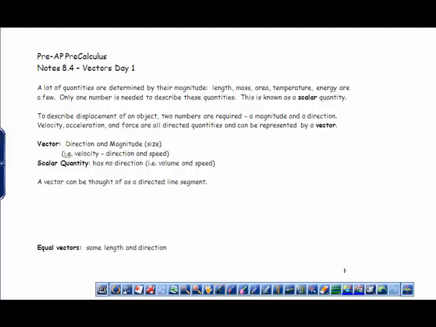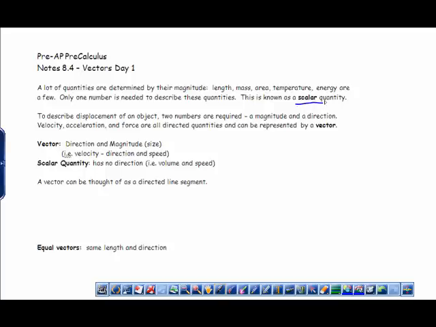And for some of you, what you've been doing in physics hasn't made a lot of sense to you, but it will after this lesson, at least in terms of the vector part. So it says a lot of quantities can be determined by their magnitude. Length, mass, area, temperature, energy are a few. This means that there's only one number, and this is called a scalar quantity.